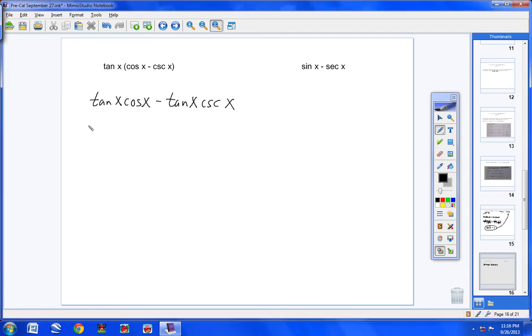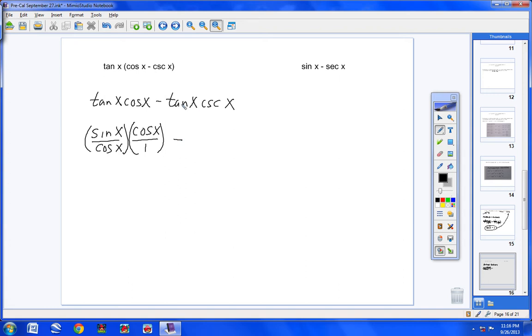Now, again, for tangent right here, I'm going to go ahead and put sine over cosine. And the reason I'm doing that is I realize right over here I have cosine. And if I put sine over cosine for tangent, look what happens to your cosines. In just a second they're going to cancel out. So that's why I did that.